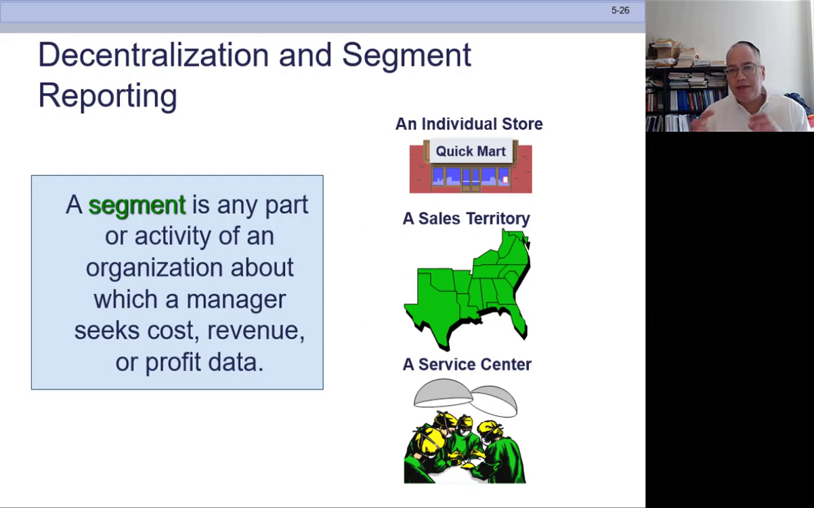Consider that a company isn't just a company, but it's made up of a lot of little parts. So you have what's called segments. And a segment is any piece of the company that you would use to collect information. So if you have a retail chain, every store could be a segment. You could break the country down into sales territories. You could have different service centers, all sorts of different things. But what you would usually try to do when you're running a business is break it down into smaller pieces that are more manageable.